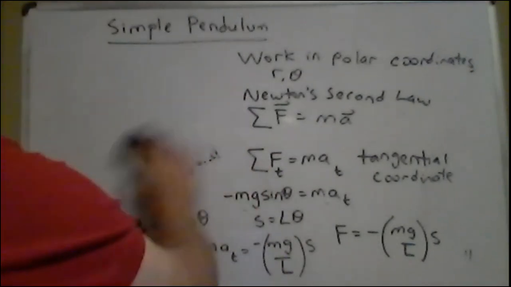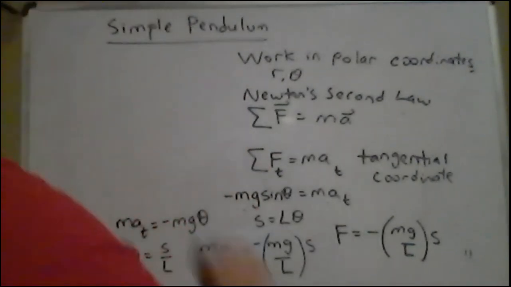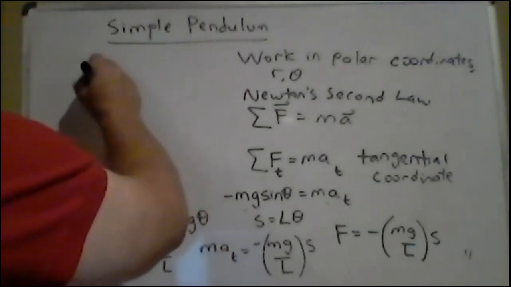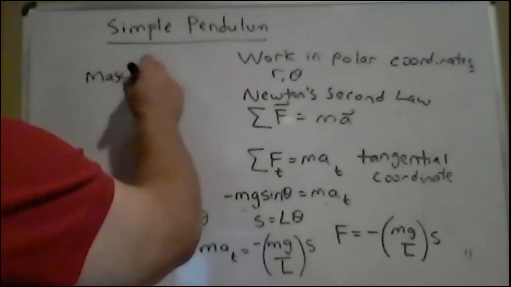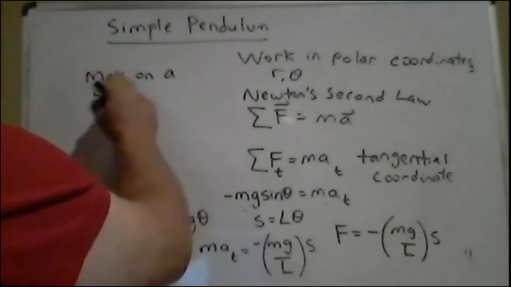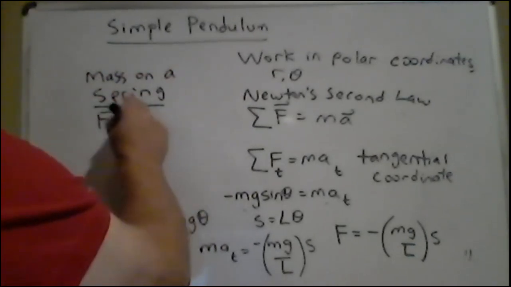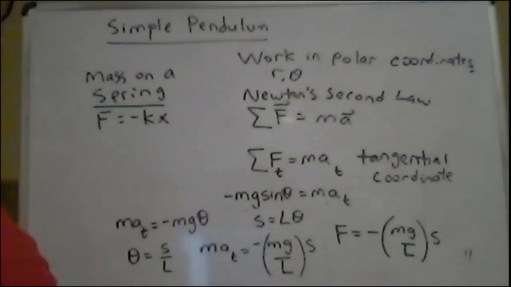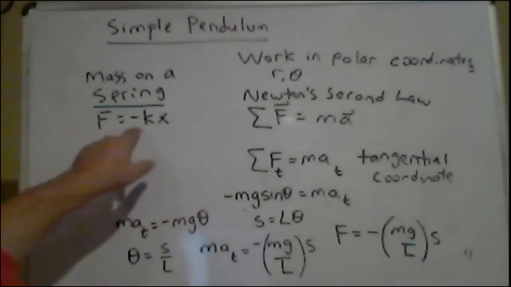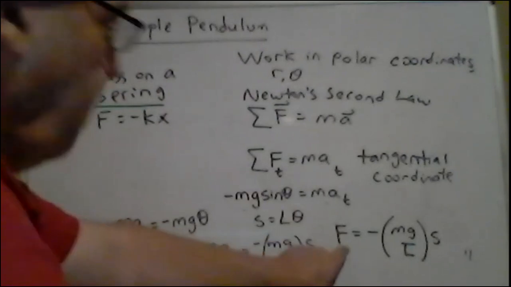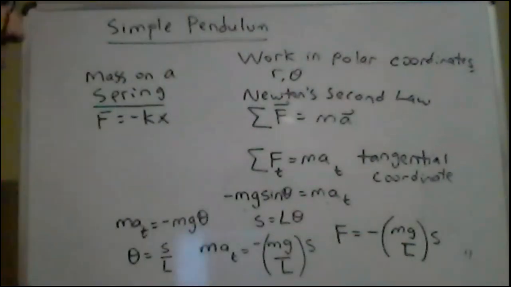I just got done telling you about a mass on a spring. For a mass on a spring, force is negative kx. That's Hooke's law, right? Force is negative constant times displacement. I have what is called a mathematical isomorphism. I have the exact same math problem.